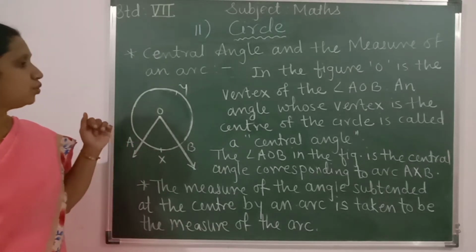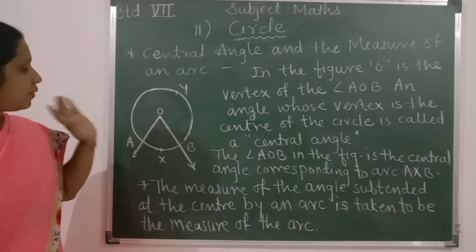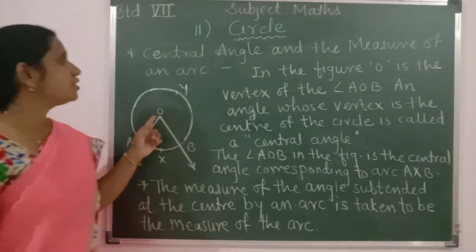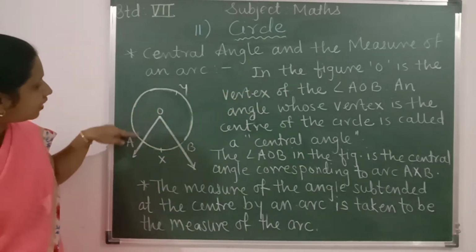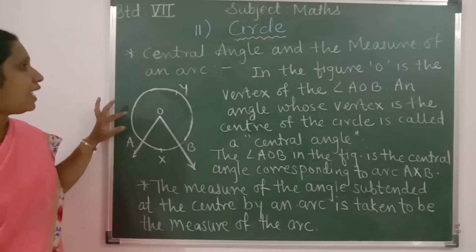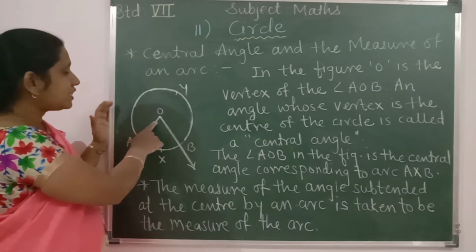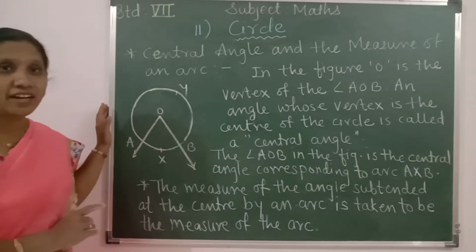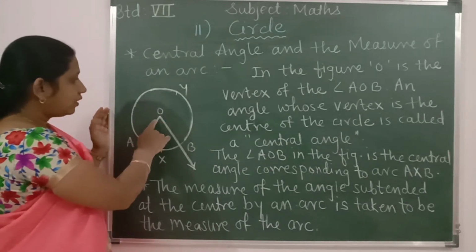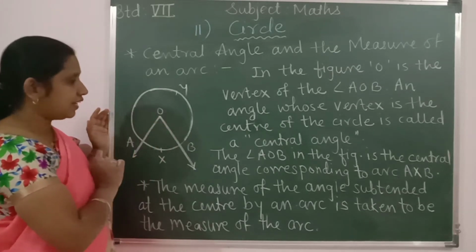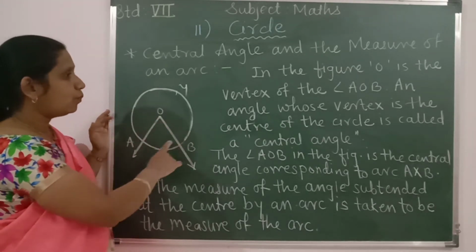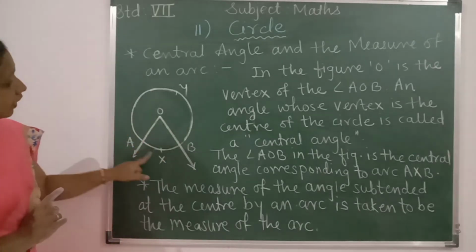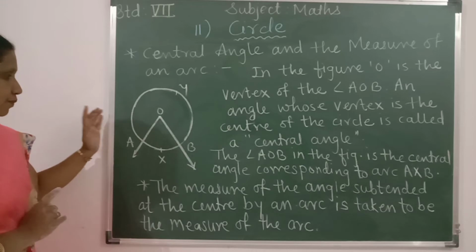Student, now let us know the measure of minor arc. In the figure, O is the vertex of this angle AOB. An angle whose vertex is the center of the circle is known as the central angle because this angle is at the center. The angle AOB in this figure is the central angle corresponding to the arc AXB.